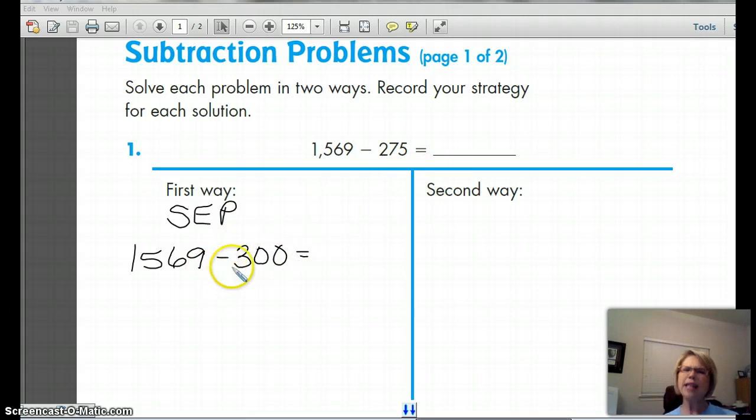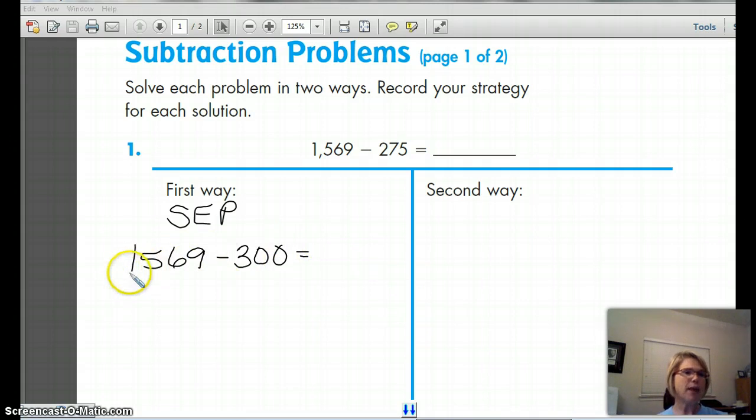Okay? Now, when I take away 300, how much more am I taking away than my original problem? Did you say 25? I hope you said 25. I'm taking away 25 more than what I need to. So can you predict what I'm going to have to do with my answer that I'm about to get? If I'm taking away 25 too much, okay, let's see if you predicted.